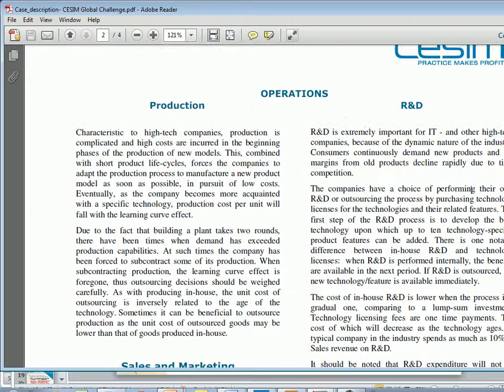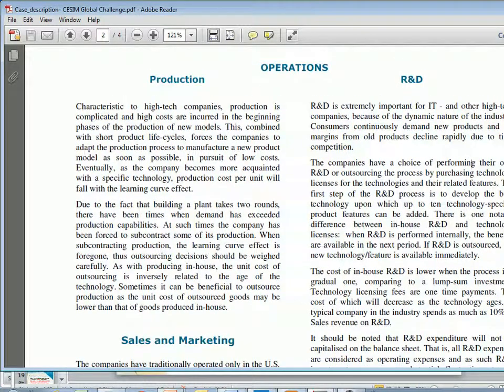with that in mind, R&D is extremely important for IT because of the dynamic nature of the industry. So you've got 7 rounds. Things are going to go really, really quickly, and it's not boring. The reason why it's not boring? Everybody likes the new thing. And also, they say margins from old products decline rapidly due to tight competition.